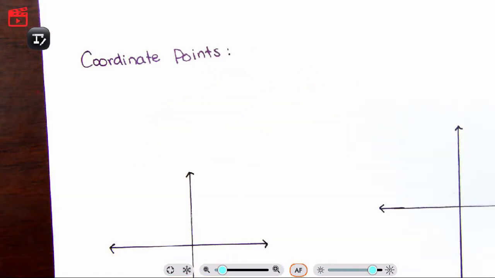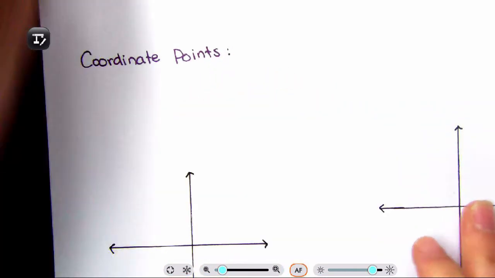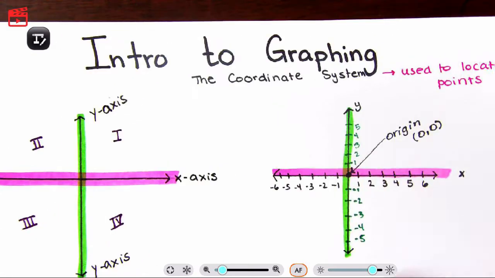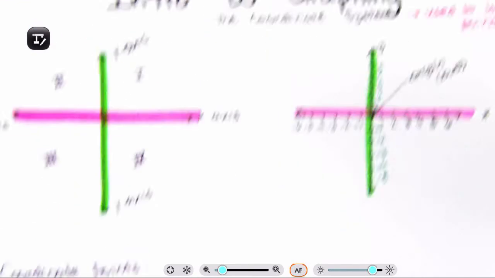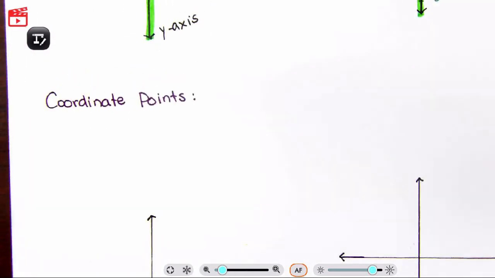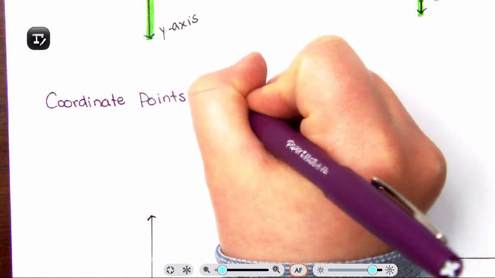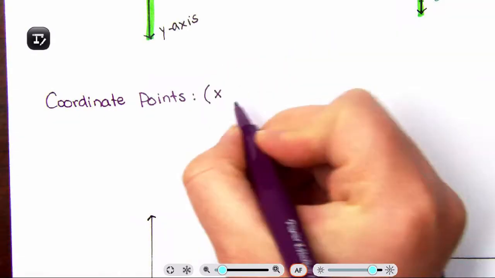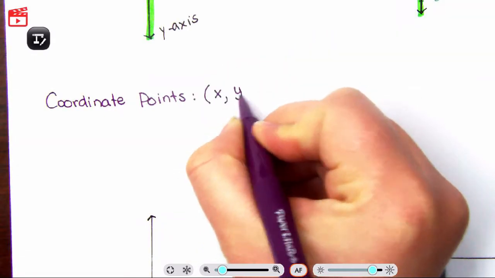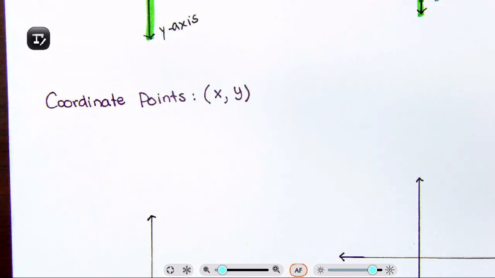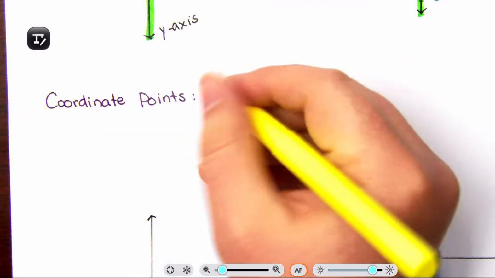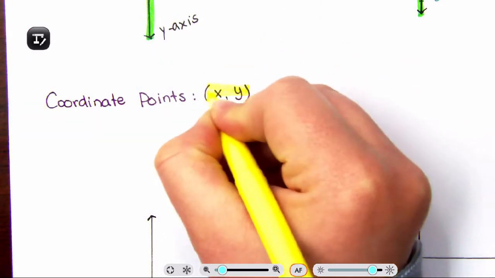So when we initially started, we said that the coordinate system is used to locate points. And those points are kind of like a direction or a map of where it is. For example, you're going to have an x value, comma, and a y value. Both of these numbers are going to be in parentheses with a comma between them. The x and y are in a relationship.